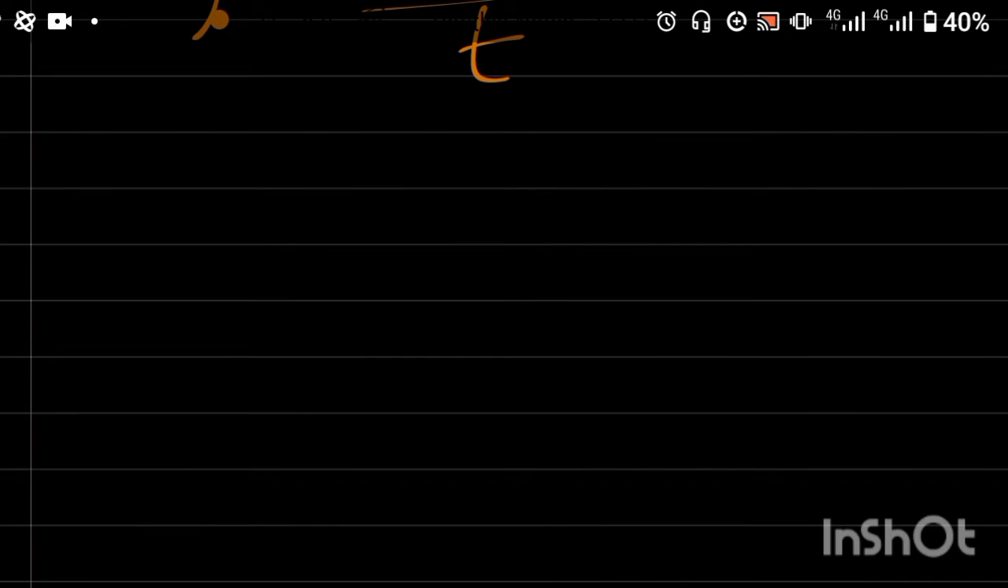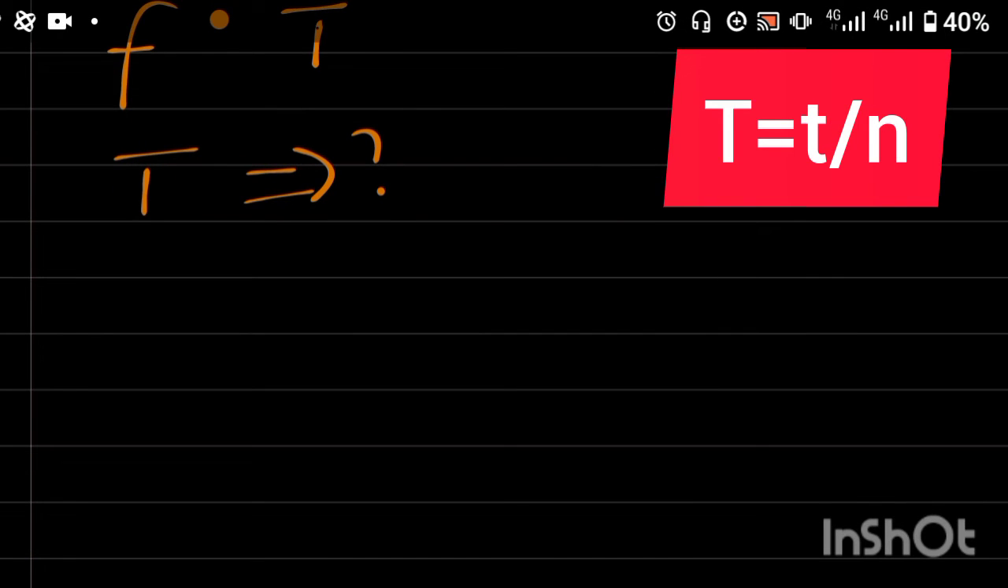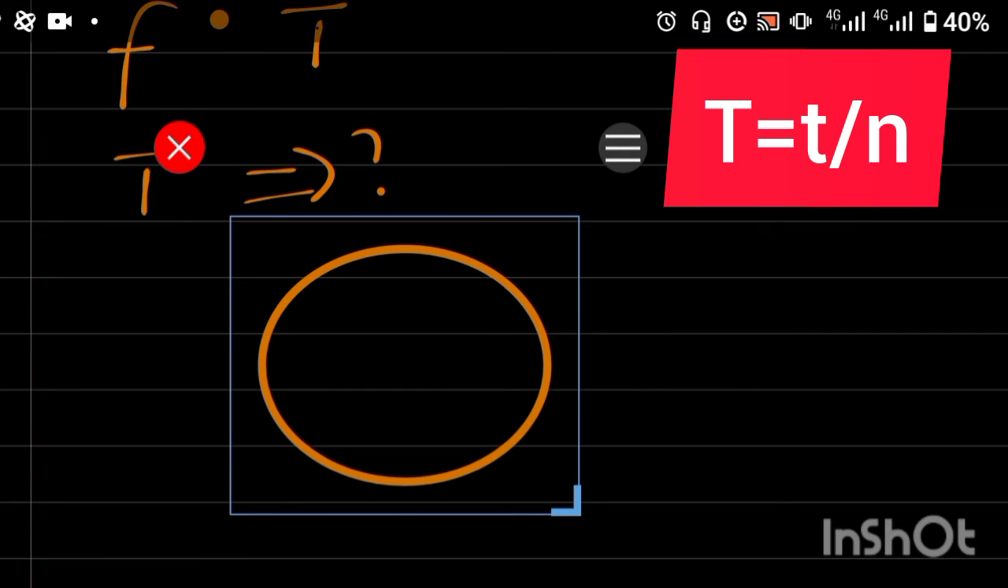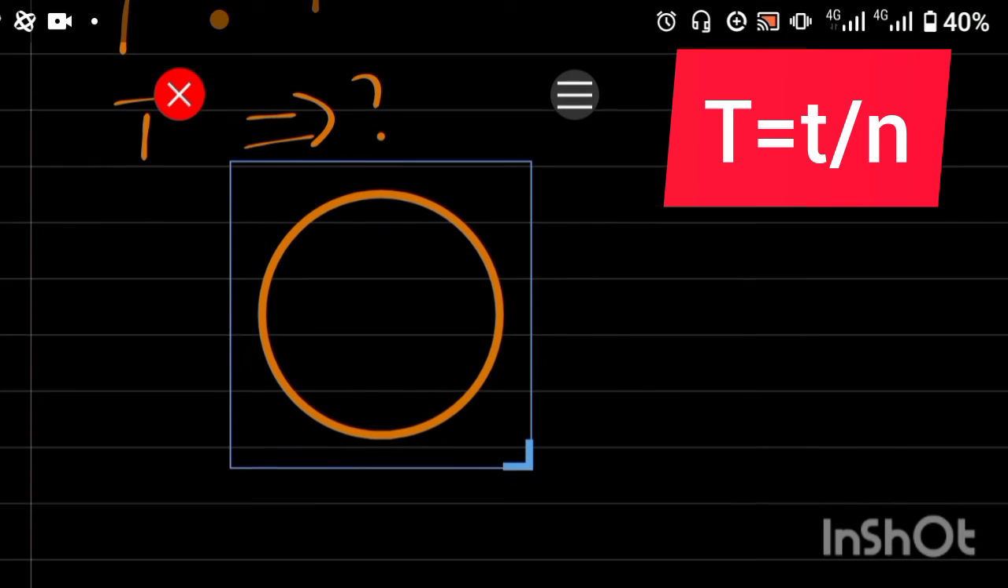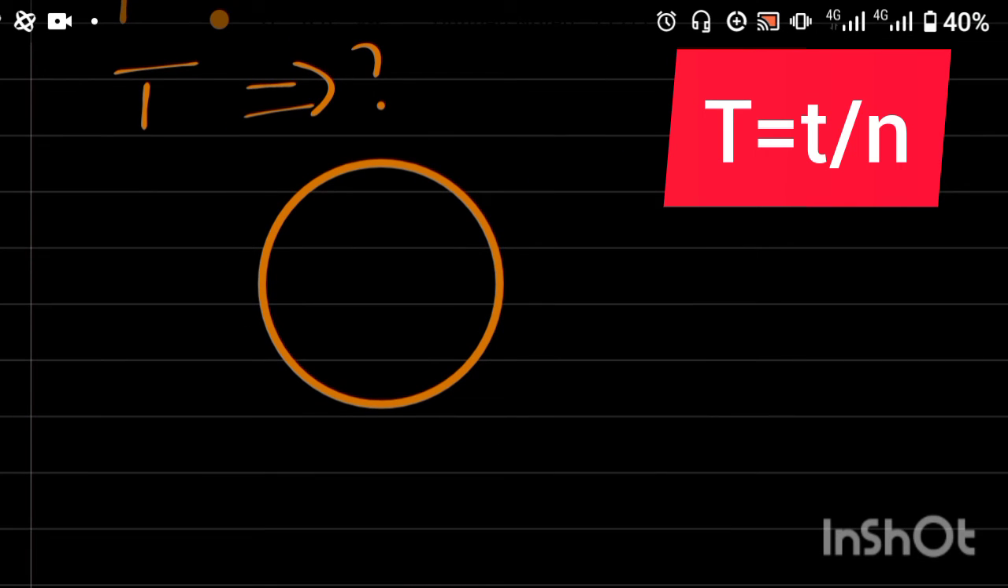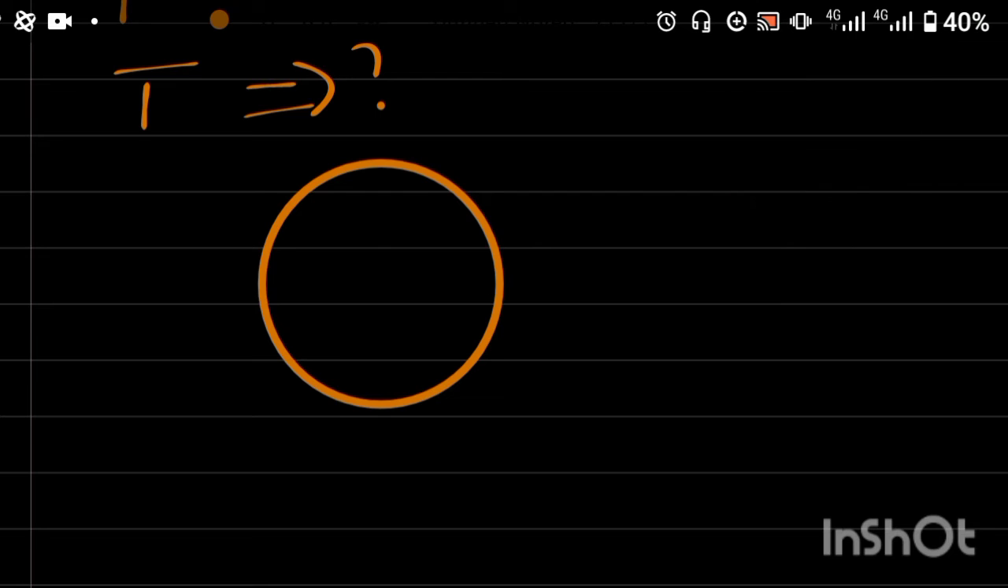The next thing we are going to talk about is frequency and then period. Let's start with period. What is period? Period is the time taken to complete one revolution when an object is moving along a circular path. If this object completes one revolution in 3 seconds, that means the period of this object is 3 seconds. Don't forget, period is also measured in seconds.